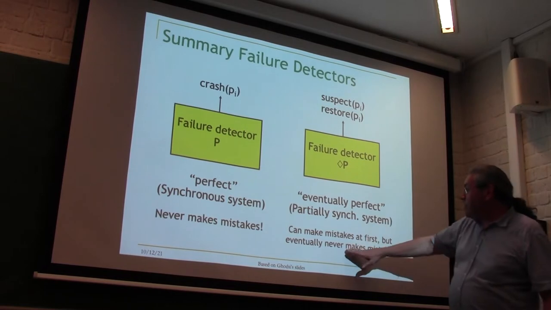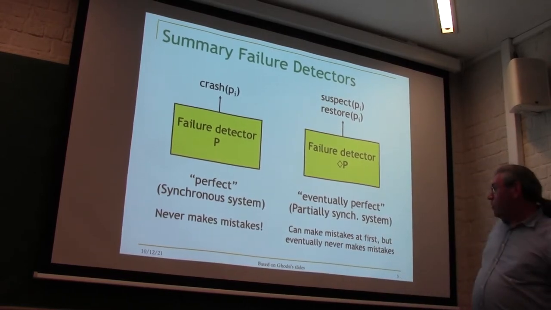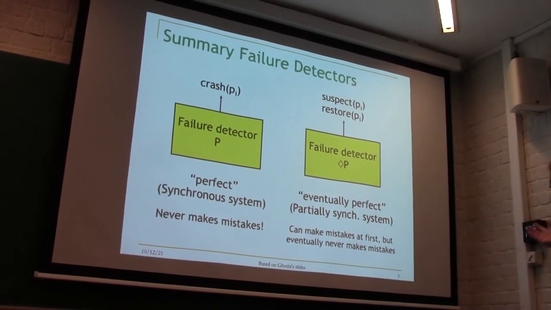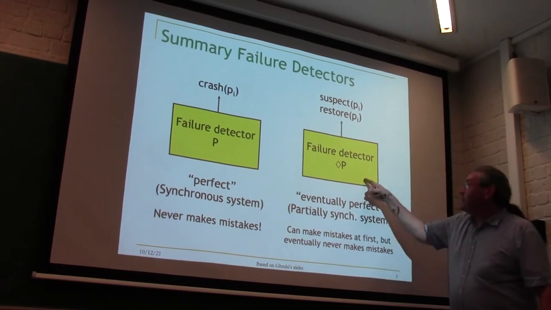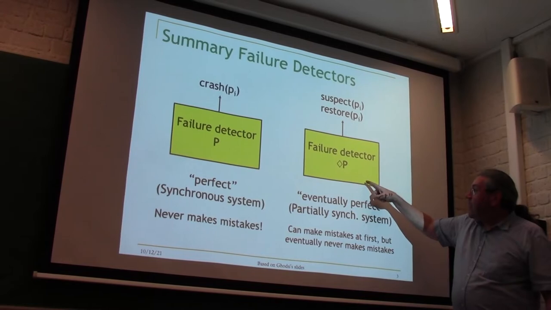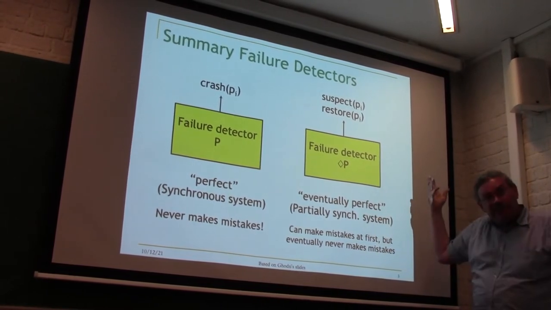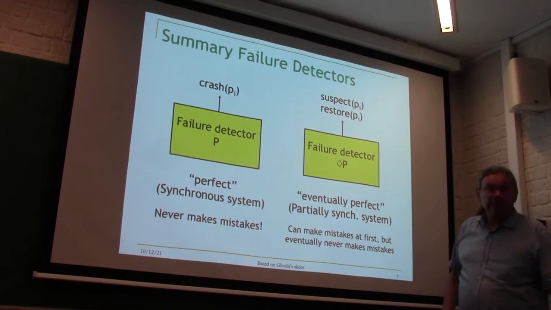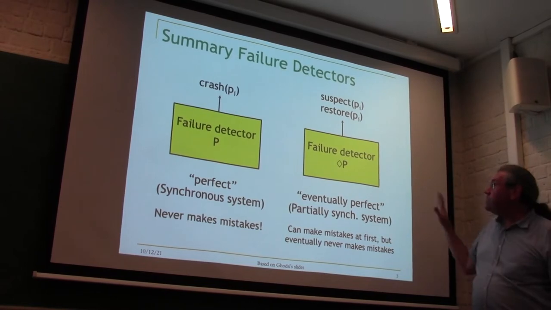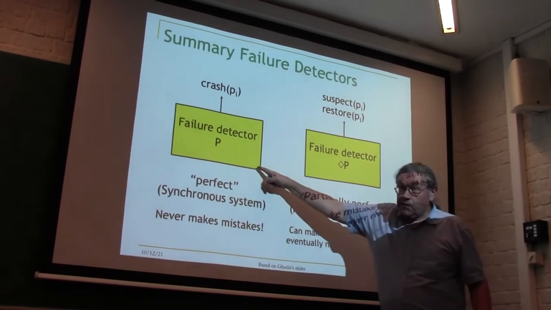That means after some finite time, it does not make mistakes anymore. But in the beginning, it can make arbitrary mistakes. This is what you get on the internet. You get this thing that can start by making lots of mistakes, and eventually it stops making mistakes. But when? Who knows? You don't know when it stops making mistakes, but eventually it will. That's all you know. That's all you get. So you can see this is a lot weaker than P.